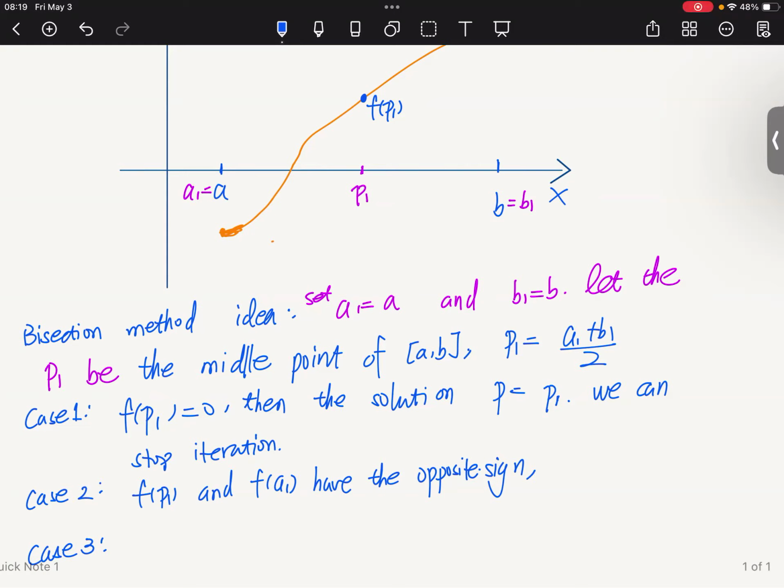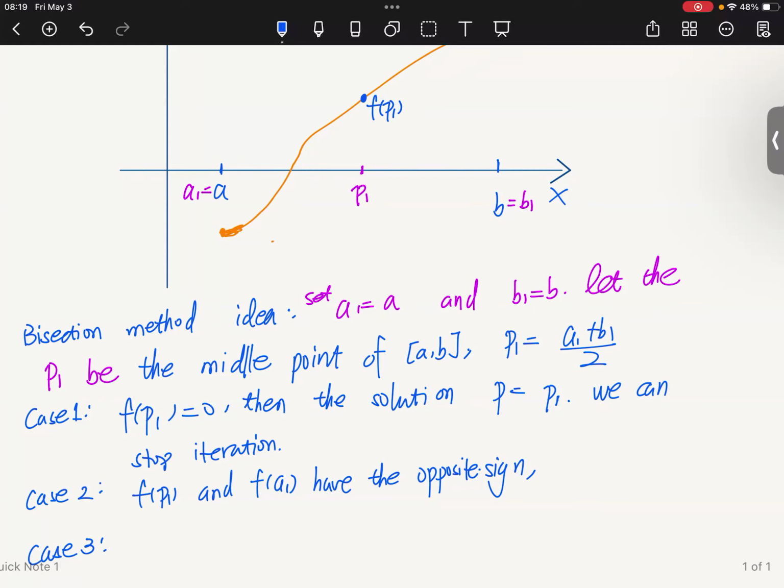So now, instead of letting the B1 be the right endpoint of the interval, we are going to set a new right endpoint of the interval, and that is the P1. Does that make sense? Because these 2 have the opposite sign, now we can confirm that the solution P is inside this smaller interval, A1, P1. So now we are going to set a new, smaller interval by resetting the right endpoint to be P1. So this is the thing.